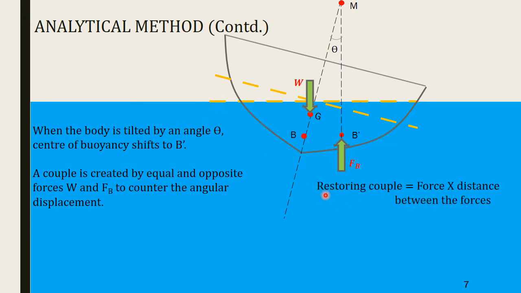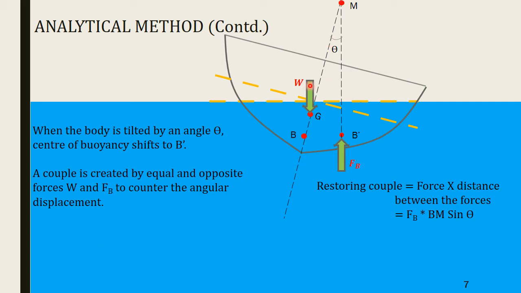So that is called a restoring couple, and the restoring couple would be given by the force into the distance between the forces. That is the magnitude of the couple, the force into the distance between the forces. And so the force is FB, and the distance between the forces is this particular distance, which can be obtained as BM sine theta.